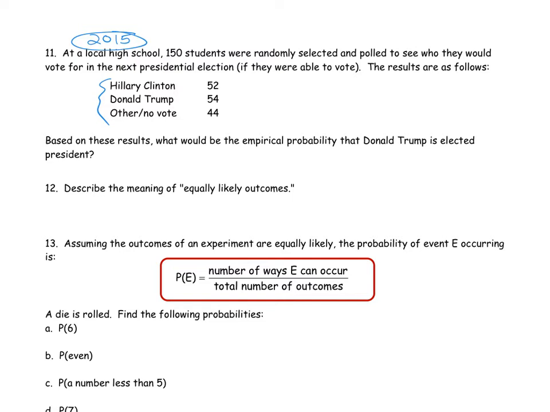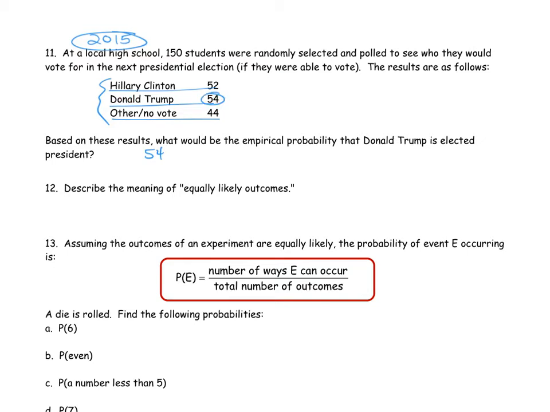So we have this: 52 people would vote for Hillary Clinton, 54 people would vote for Donald Trump, and 44 people either would vote for someone else or not vote at all. Based on these results, what would the empirical probability be that Donald Trump is elected president? We know already that 54 people would vote for Donald Trump. And as I said, we're trying to find the outcome we want. So that would be 54 people voting for Donald Trump.